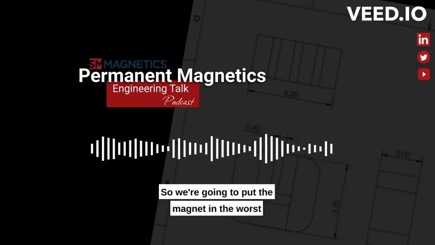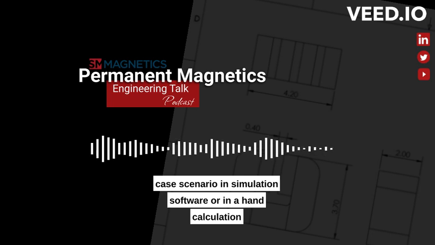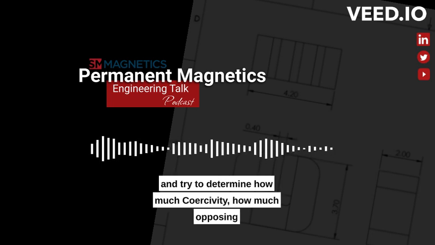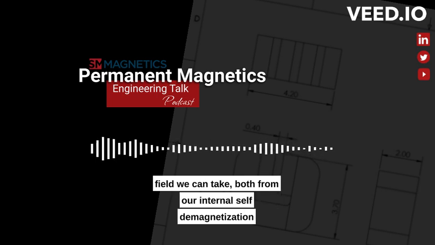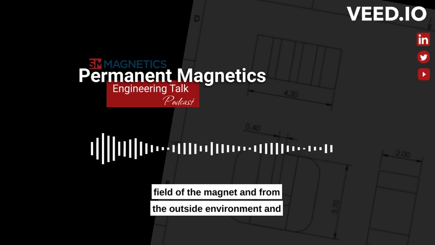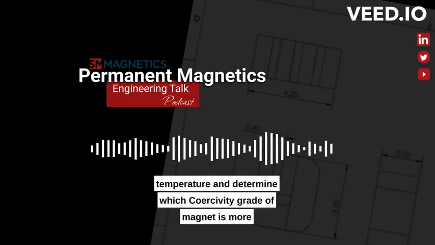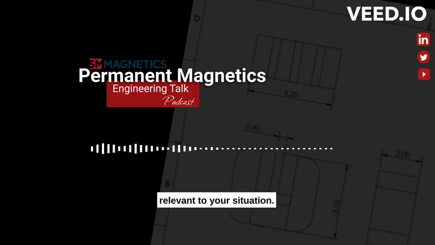So we're going to put the magnet in the worst case scenario in simulation software or in a hand calculation and try to determine how much coercivity, how much opposing field we can take, both from the internal self-demagnetization field of the magnet and from the outside environment and temperature, and determine which coercivity grade of magnet is more relevant to your situation. We have many.